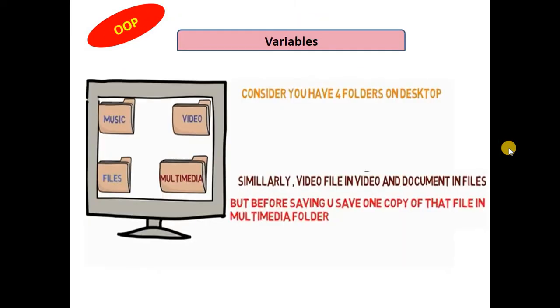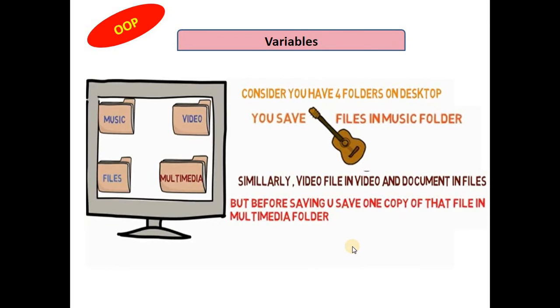Now all of you know what a variable is. A variable is the one whose value is changing. Since its name is variable, it means the one whose value is changing. A variable is termed to be an identifier whose value is changing. So consider that you have 4 folders on the desktop like music, video, files, multimedia. You can save all the guitar files in the music folder. Similarly, video can be stored in the video folder, and a document can be stored in the files folder. But before saving, you save one copy of that file in the multimedia folder.